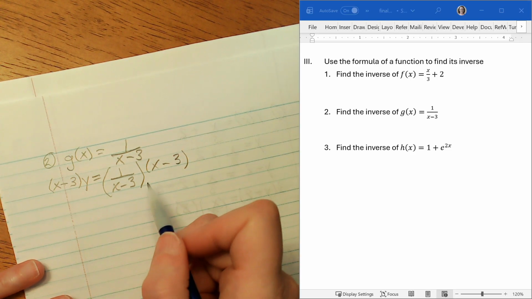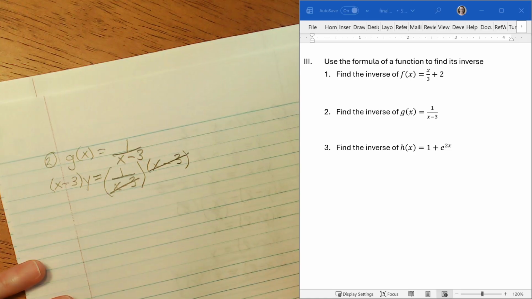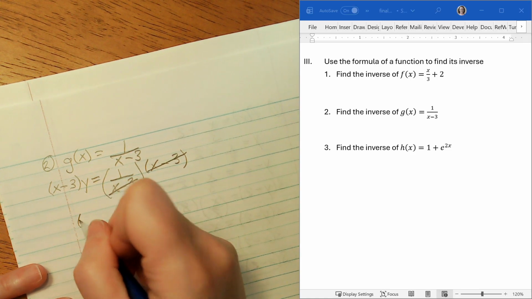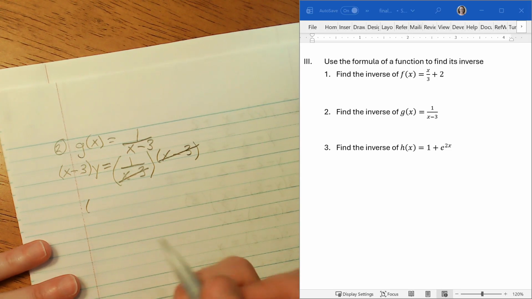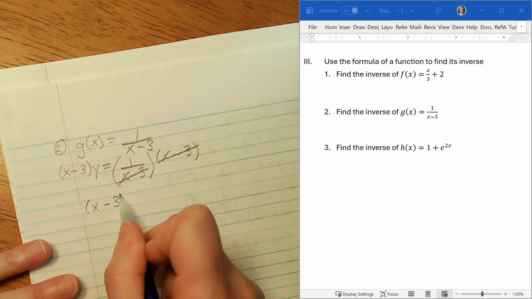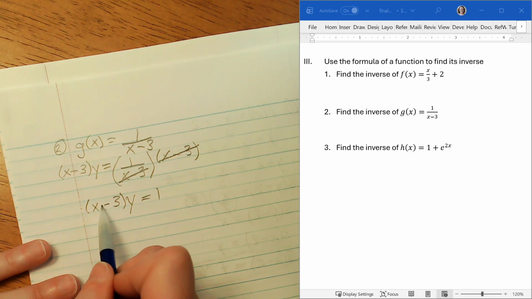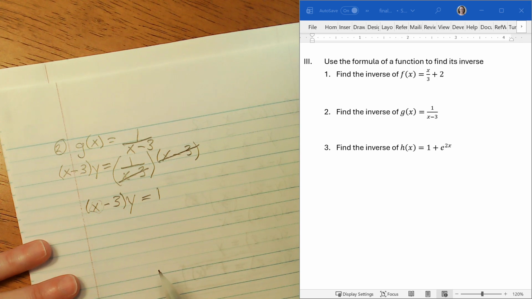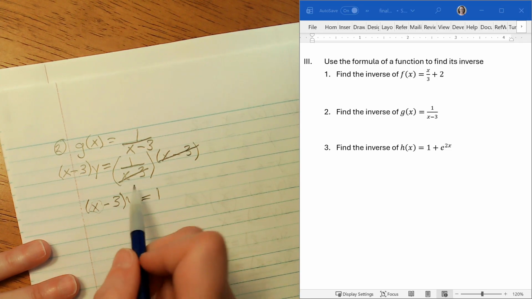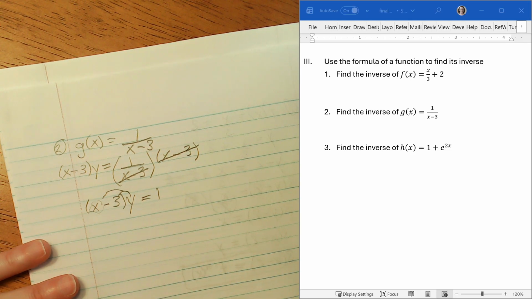Okay. So the entire denominator here is going to cancel. That was the whole point of doing this multiplication. So we get x minus 3 times y equals 1. And now I need to isolate x here, and it's inside the parentheses. In order to get rid of the parentheses, you can't just drop them, but you can distribute into them. So I'm going to distribute y to x and to negative 3.